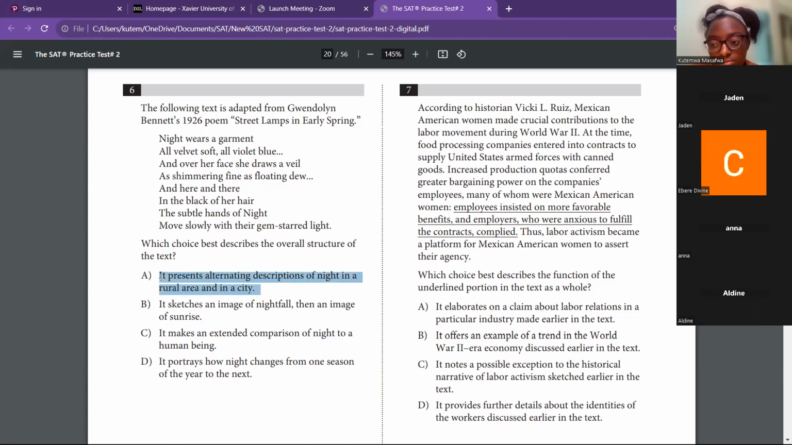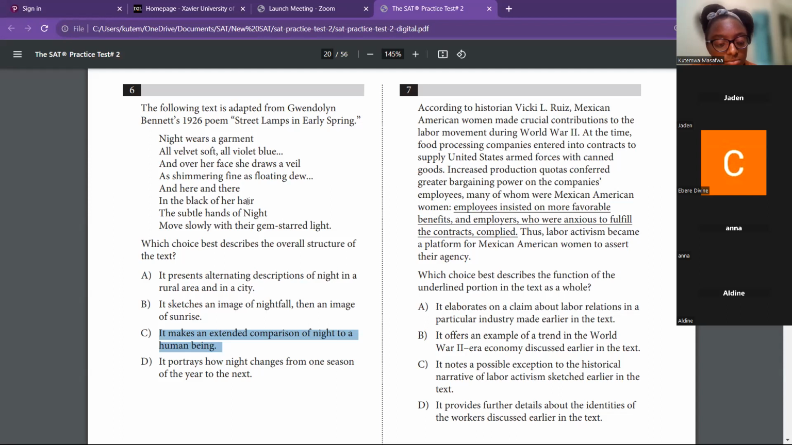So for me, I think why I chose C, I eliminated all options that were not consistent with the passage. A is talking about night in a rural area and in a city. I don't see where the text says anything about that, so I crossed that out. B doesn't say anything about sunrise.